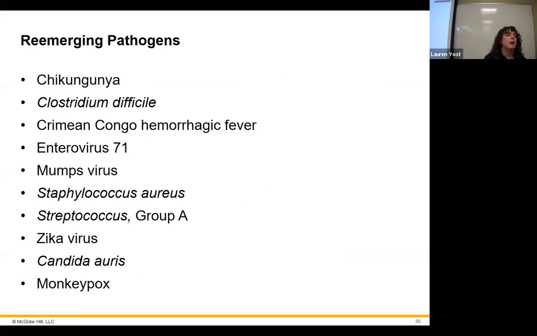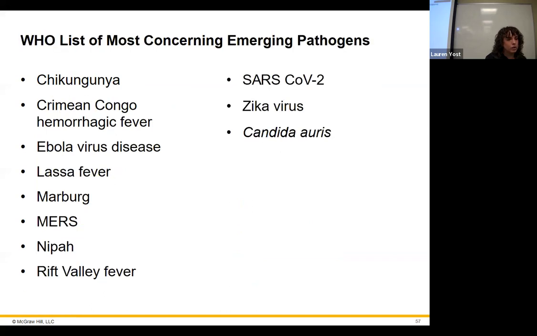And then re-emerging pathogens, things that are coming back out due to changes in the environment and all sorts of things. These are the most concerning pathogens according to the World Health Organization. So worldwide, they're worrying about these.